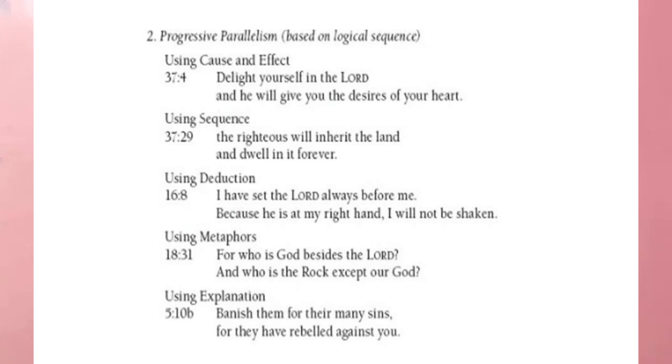Another last example for the progressive parallelism is using explanation. Psalms 5 verse 10. Banish them for their many sins, for they have rebelled against you. So the first line is an action, and the reason or explanation is given in the second line. So this is also an example for the progressive parallelism.